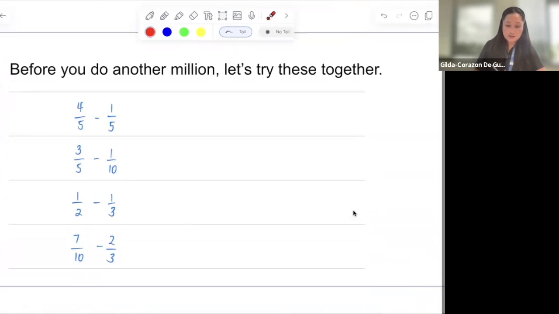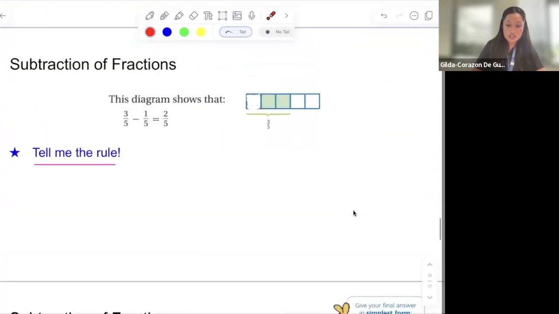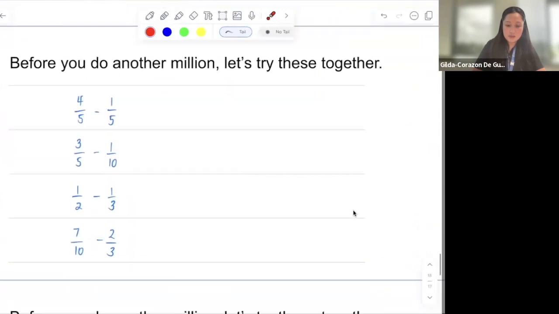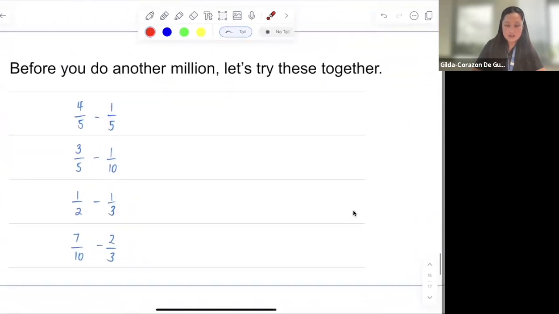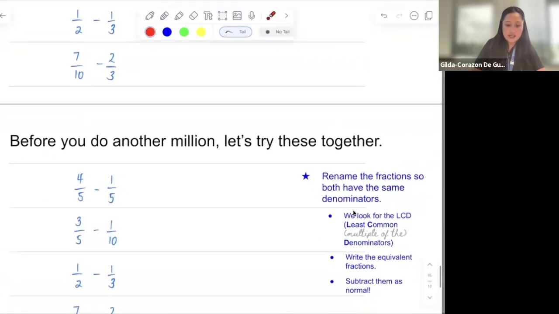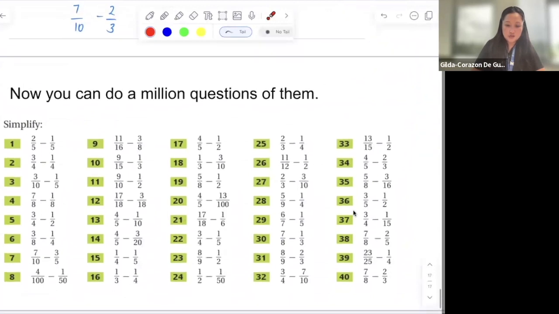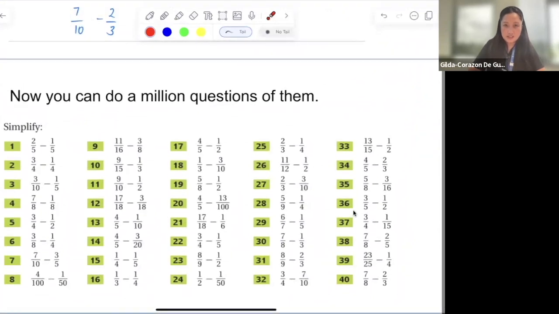What would be 4/5 minus 1/5? Once you've established the rule that you've written here, maybe look at what the rule is and then maybe apply that here and see if you get the same answer as your partner, or maybe using a calculator checking your answer, right? And then you might want to do these next, okay?